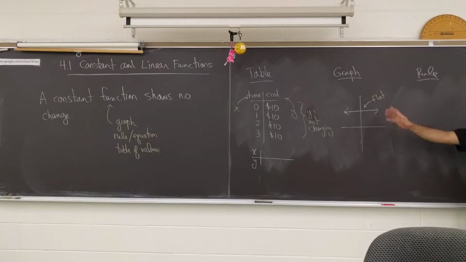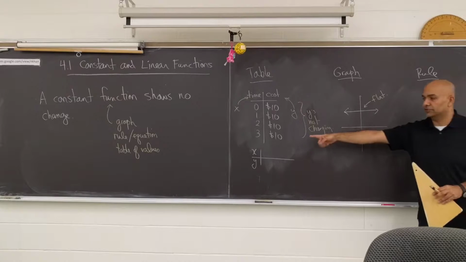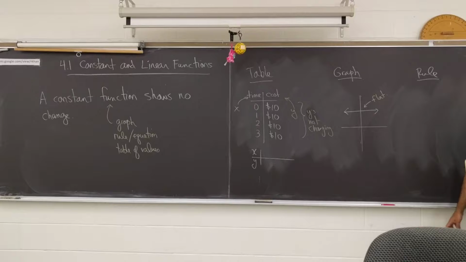In a table, all the y's end up being the same. As soon as there's a change, it's not a constant function anymore. In a graph, no problem, as long as it's flat. It doesn't make a difference where it's flat, higher, lower, whatever. If it's flat, it's constant.